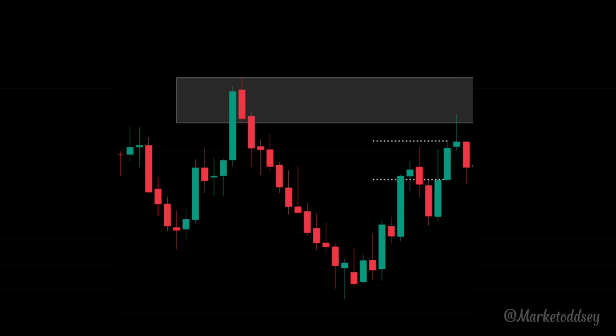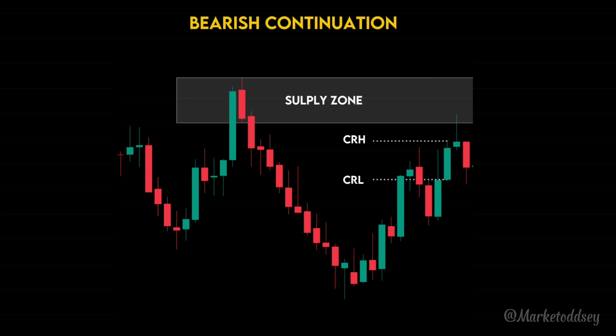Example 2. Bearish continuation. Here's a classic trap. On the 4-hour chart, a bullish candle stalls at a key resistance level. The next candle spikes above it, tricking traders into buying, only to reverse sharply.